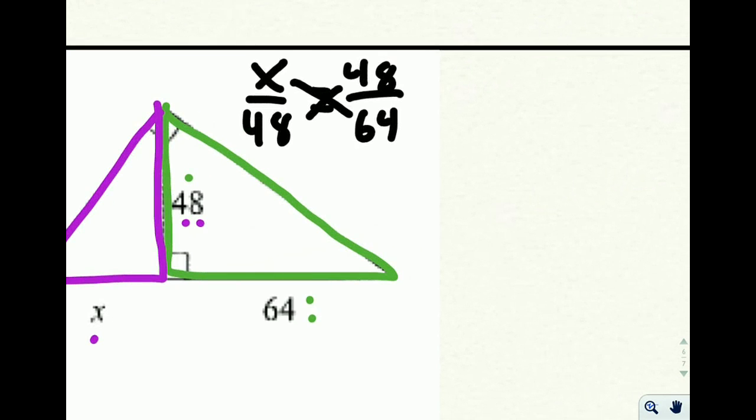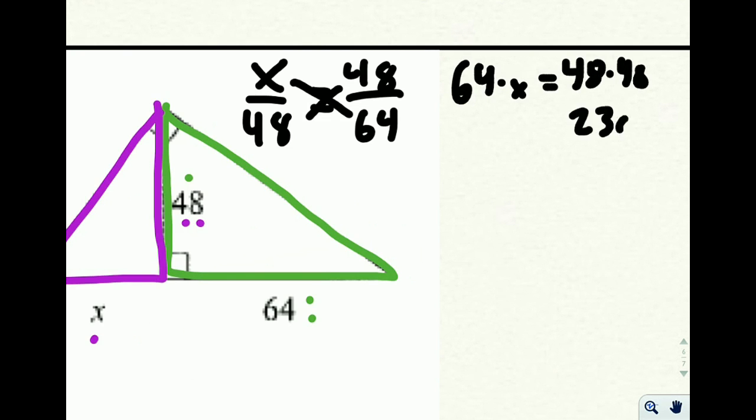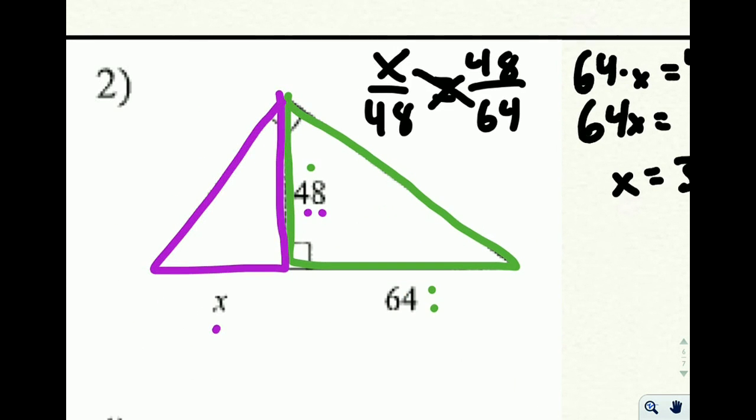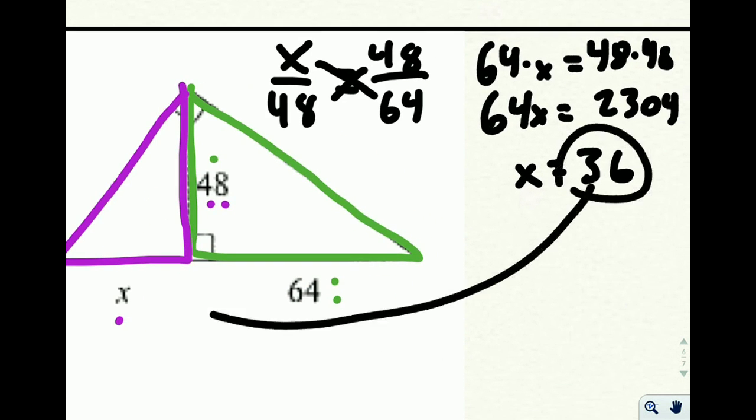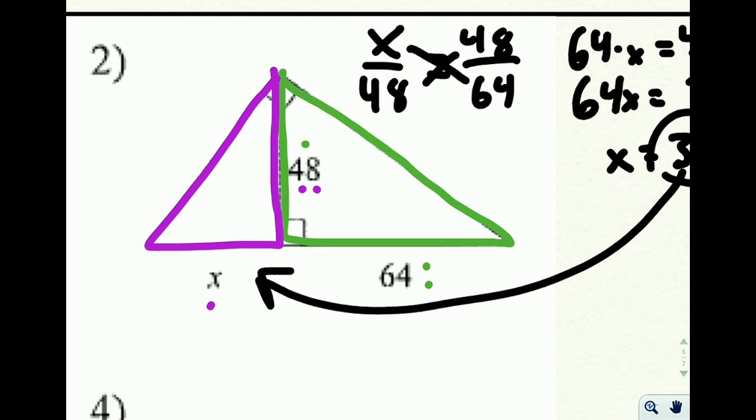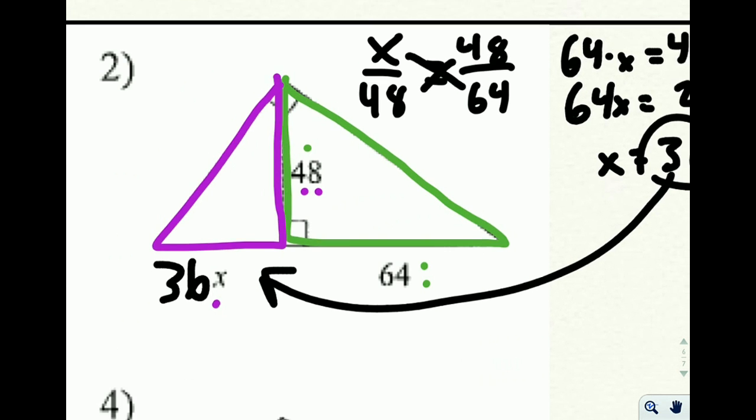Again, we'll cross multiply, so we have 64 times x is equal to 48 times 48. And just like last time, 48 times 48 is 2304. And then we divide 2304 by 64. And when we do that, we end up getting 36. So very much like the last problem, just a little bit different numbers that we got. And we plug that back in, and we expect 36 to be a little less than 48, and it is, so that makes sense once again. So x is 36.